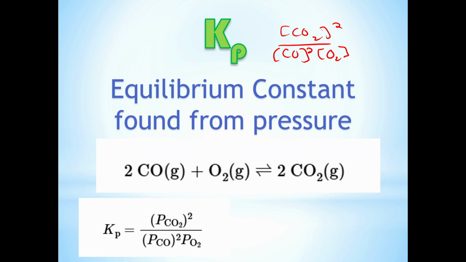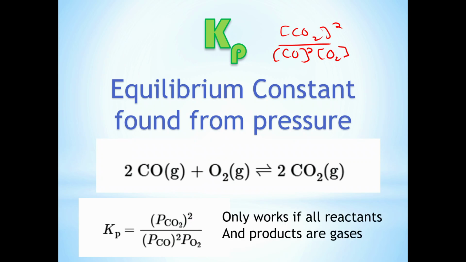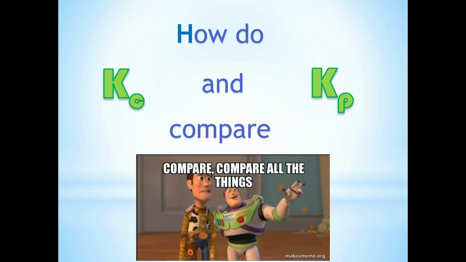Now, it turns out that K sub C can be done not just for all the ones I did where they were gases, but it can be a mixture of things. As long as there's something I can get a concentration from, I can do a K sub C. K sub P can only be done with all of your reactants and products that are going into your K value being pressures. So this only works if everything's a gas. So K sub C actually becomes a little more convenient for us because we can mix gases and solutions and other things. But it sets up exactly the same way. We're just going to use pressure instead of concentration. So how do Kc and Kp compare?